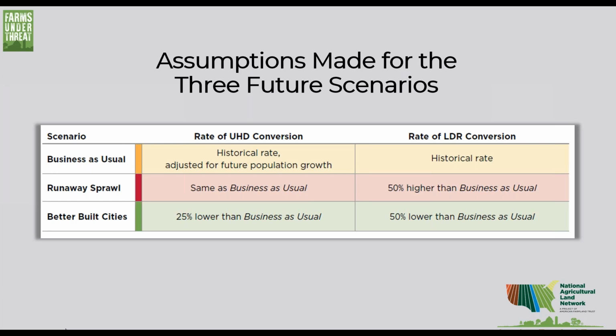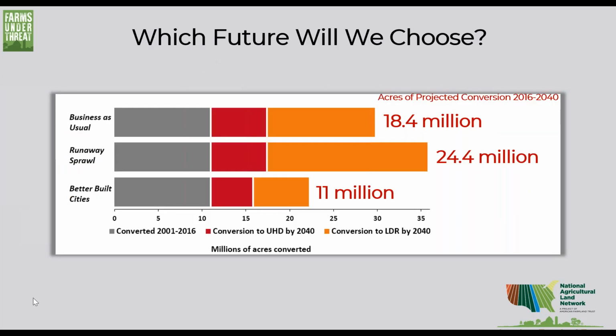So going on to the next chart, this shows each scenario's potential impact. The gray area shows the conversion of 11 million acres that happened just in the first 15 years of this century alone. And in that 2001 to 2016 period, 114,000 acres in Iowa were converted. Under business as usual or, worse, runaway sprawl, we could see another 18.4 to 24.4 million acres of farm and ranch land converted or threatened by conversion. Conversely, if we make smart choices about where and how we site future development, you see that we could reduce that footprint down to 11 million acres.